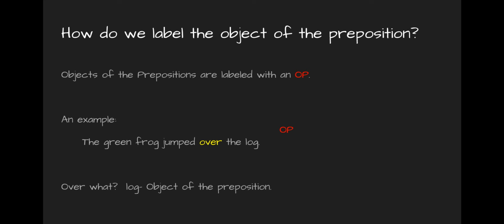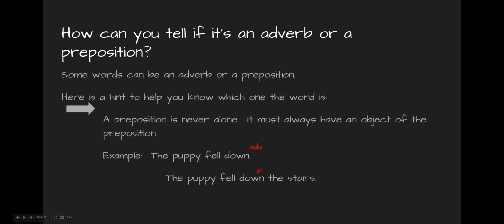Here's an example. The green frog jumped over the log. This OP should actually be on log. For some reason, when it went full screen, it didn't move it. So OP would be log. Over what? Log, object of the preposition.